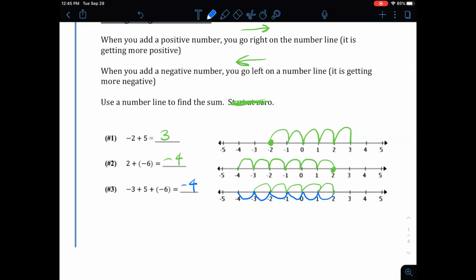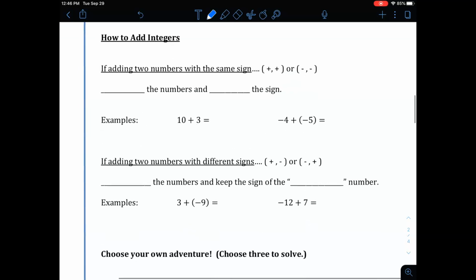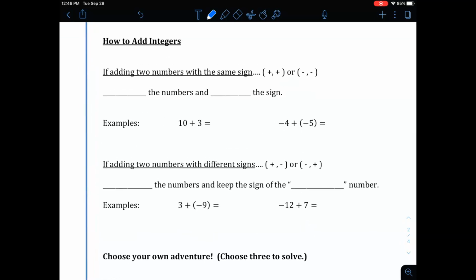Okay, so if the number line is helpful to you, that's cool, but we want to get away from the number line eventually and get to a point where we can just add numbers in our brain. On the next page, we're going to talk about how we add integers in a quicker and more efficient way, but number lines are helpful for sure. How to add integers. If adding 2 numbers with the same signs, we have a positive and a positive or a negative and a negative.